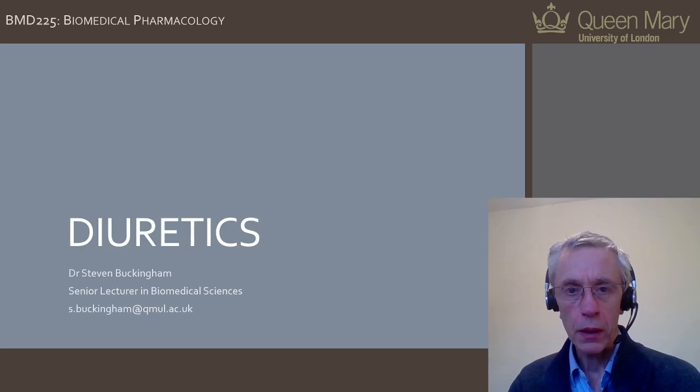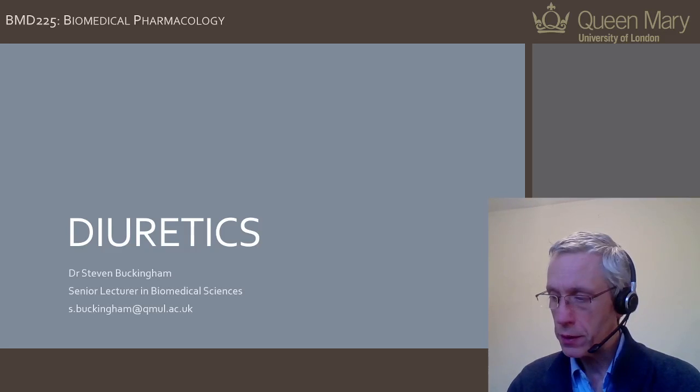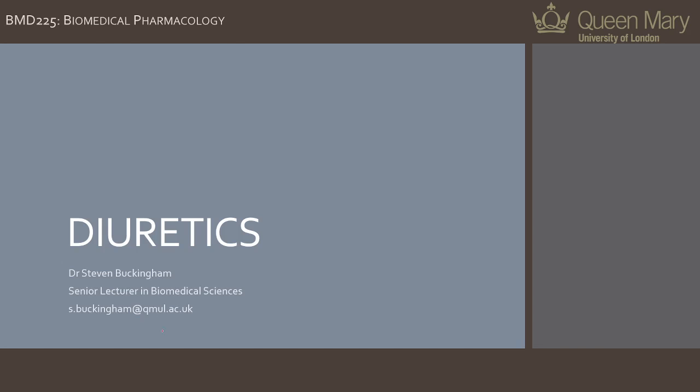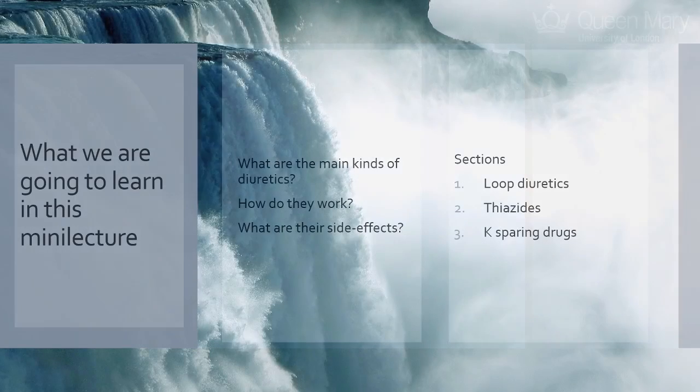In this video, I'll be explaining how diuretics are used to control blood pressure. We're going to be looking at what the main kinds of diuretics are, how they work, and what their side effects are. We'll be looking first at loop diuretics, and then thiazides, and then the potassium-sparing drugs.